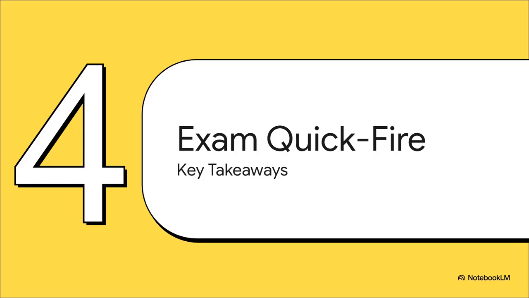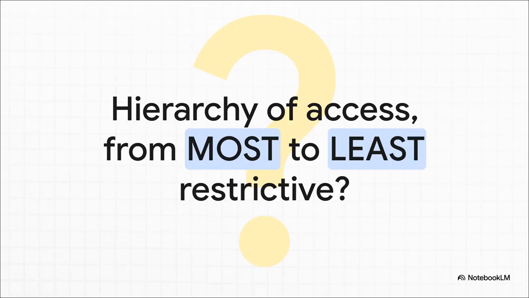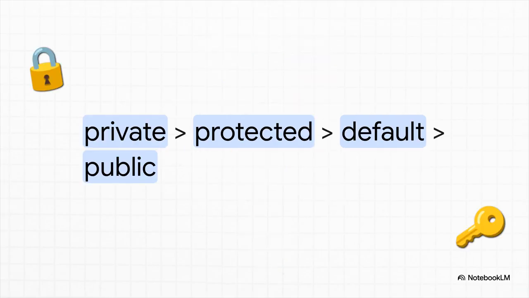All right, that was a lot of information. Let's make sure it all sticks with a quick fire review. I'm going to ask a typical exam question. You try to answer it in your head before I show you the next slide. Ready? Let's do this. First one up. Can you list the 4 access modifiers in order? Start with the one that gives you the most protection and go all the way to the one that provides the least. Did you get it?